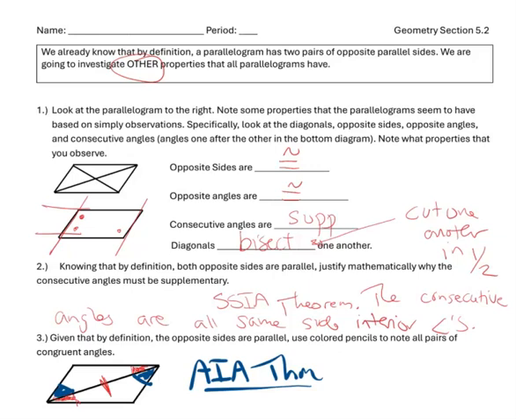All right, we're moving on to 5.2. It says we already know that by definition a parallelogram has two pairs of opposite parallel sides. We are going to investigate other properties that all parallelograms have.